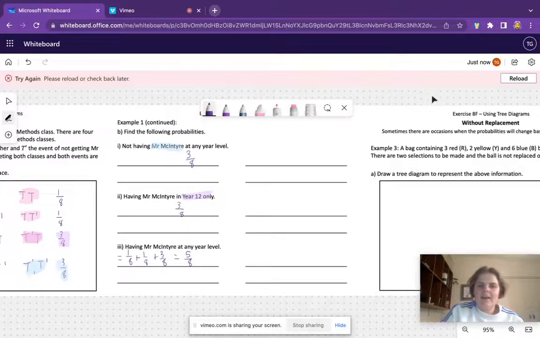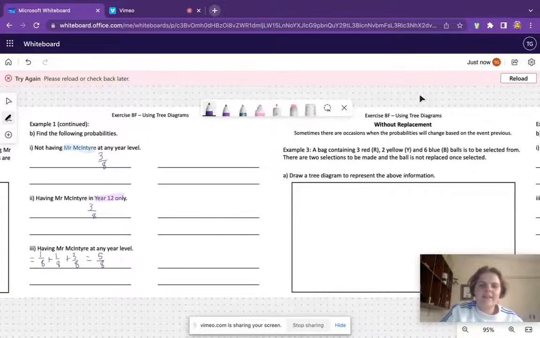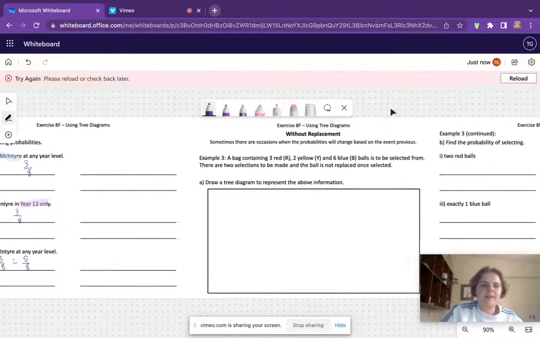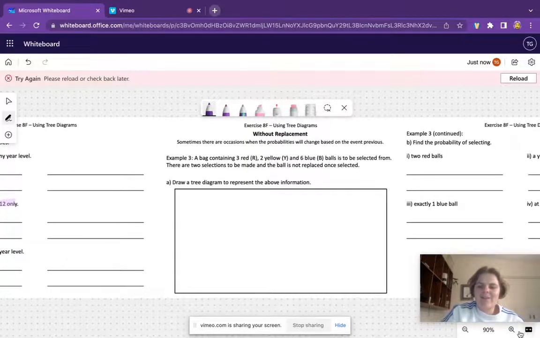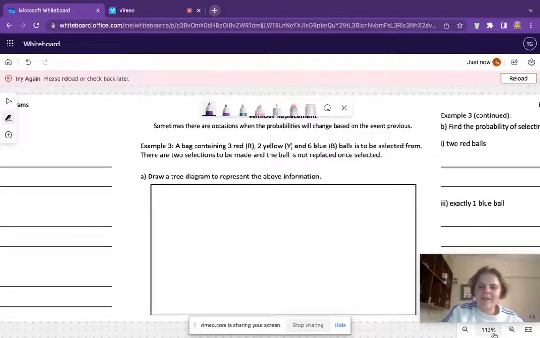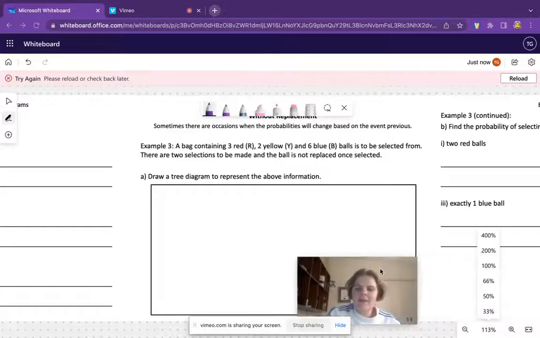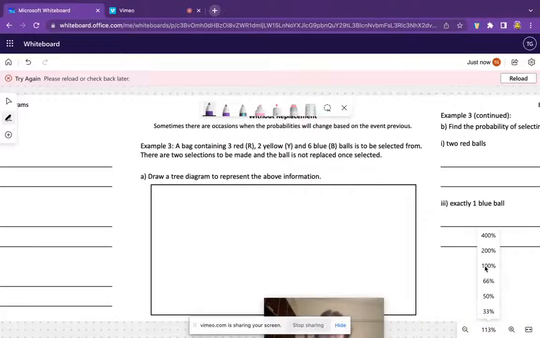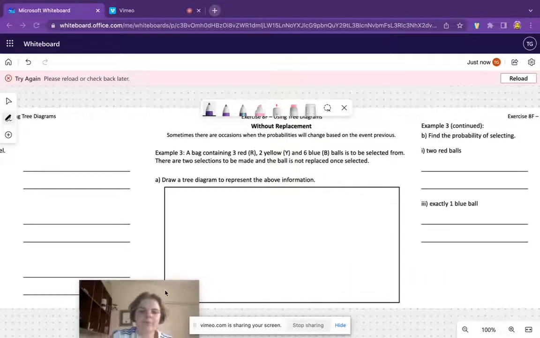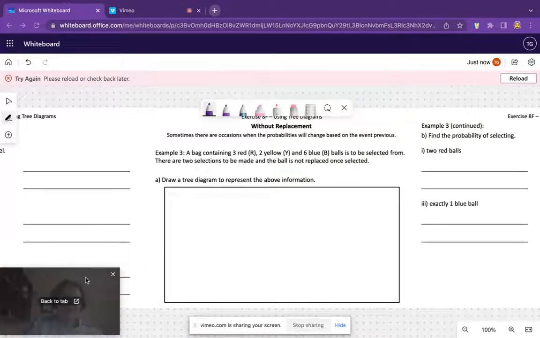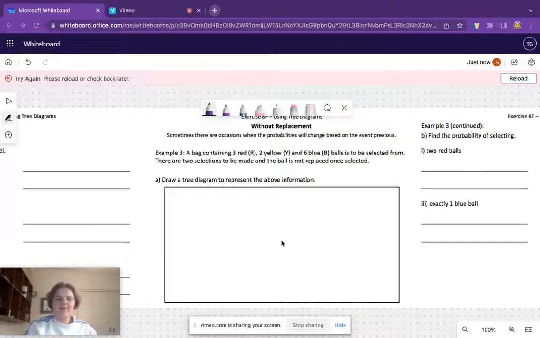Okay, now our next example is without replacement. So now the probability of your first outcome is actually going to impact the probability of the next outcome. So let's draw our tree diagram, and feel free to have a go at this on your own and then check to see what I get.